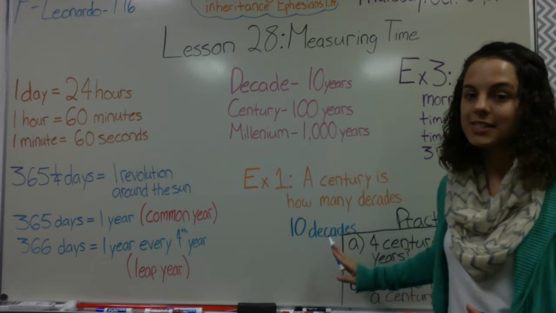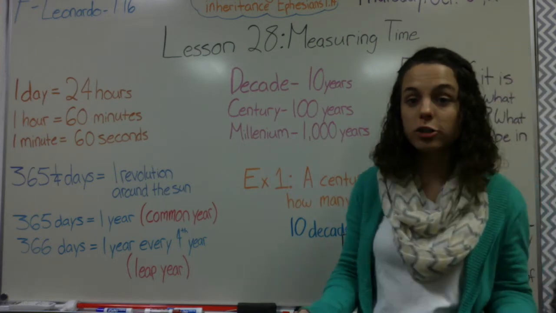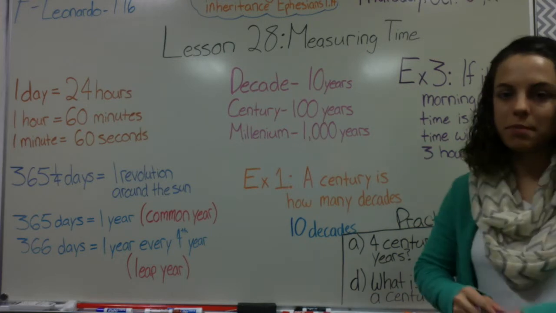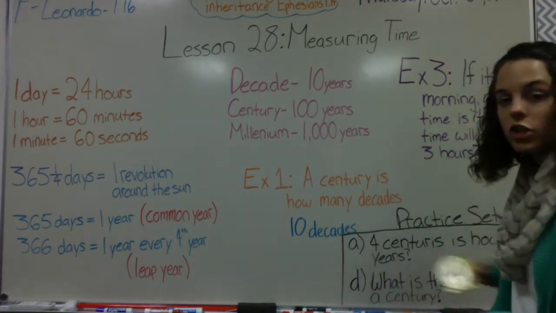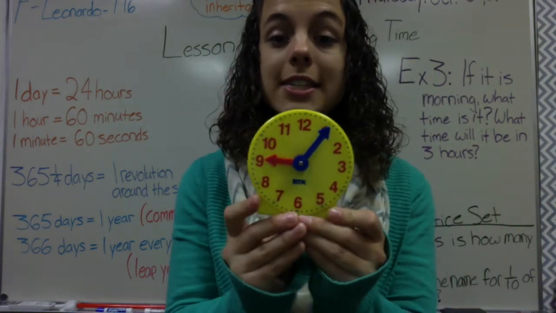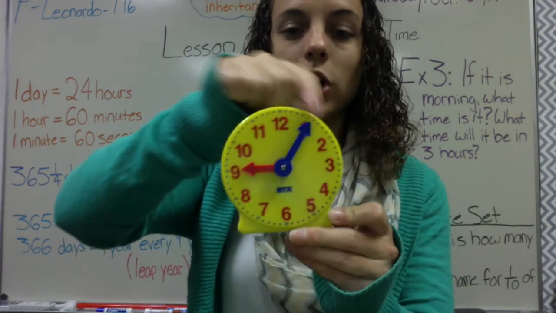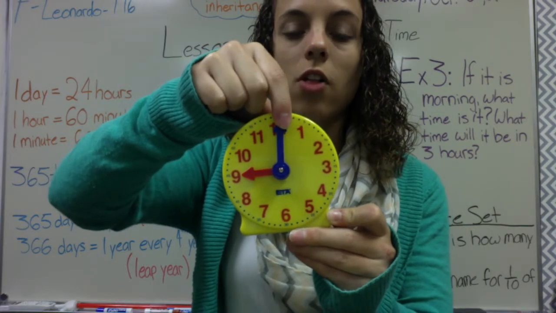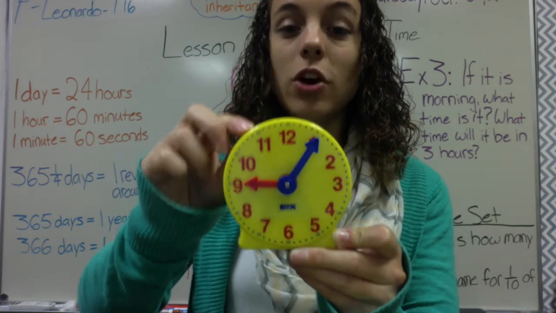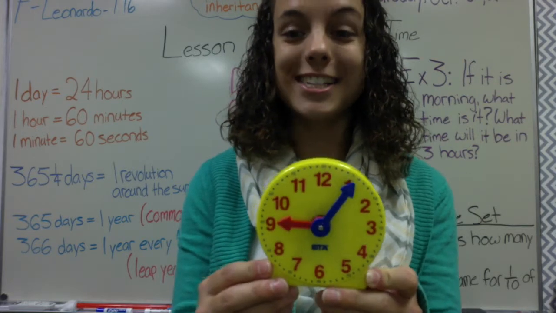So if I say 10 decades, that would be 10, 20, 30, 40, 50, 60, 70, 80, 90, 100 years altogether. Now we have example 3. We skipped example 2, but I'm going to show you example 3. And fortunately, I have a little clock because it's kind of hard to draw time on a whiteboard. Now, within this clock, this time says 9:05. I have 5 minutes after the 9 o'clock hour. So this would be 9 o'clock, and I have 5 minutes over, meaning it's at the 1. So this shows 5 minutes after 9 o'clock, and for example 3, if it is morning, then what time is it?